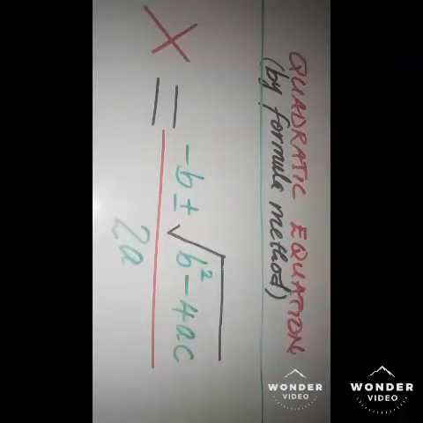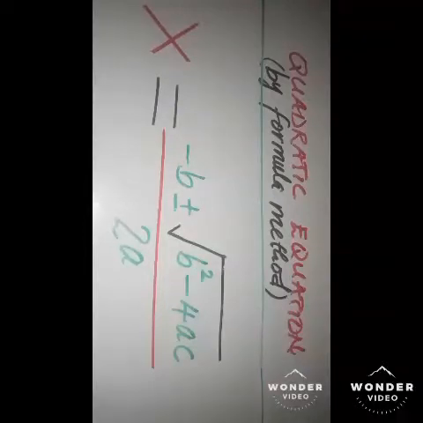Equation by Formula Method. In this short video, you are going to learn how to solve quadratic equations by the formula method. This formula, x equals minus b plus or minus the square root of b squared minus 4ac all over 2a, is commonly called the general formula. It is called the general formula as it is the most general method of solving quadratic equations, even quadratic equations that cannot be solved by other methods.